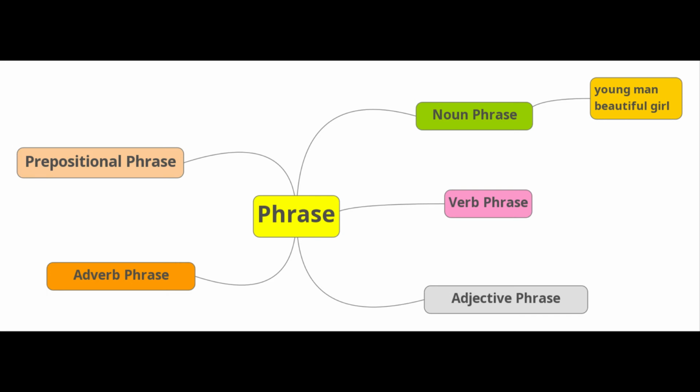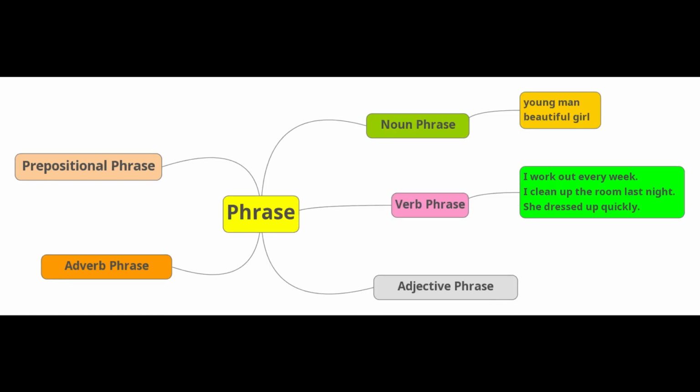What is a verb phrase? A verb phrase is a group of words used as a verb in a sentence. Usually it represents a separate meaning when the words are used together. As an example: I work out every week. Here work out is a verb phrase. Another example: I cleaned up the room last night. Can you guess what the verb phrase is? Yes, clean up. Next: She dressed up quickly. Here dressed up is a verb phrase. There are many more examples like get up, run away, go out, etc., friends.